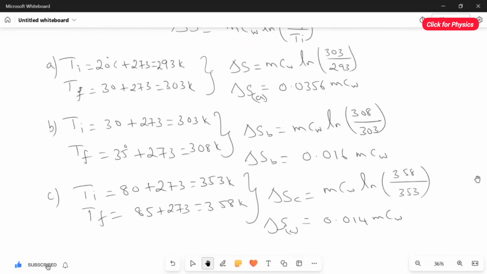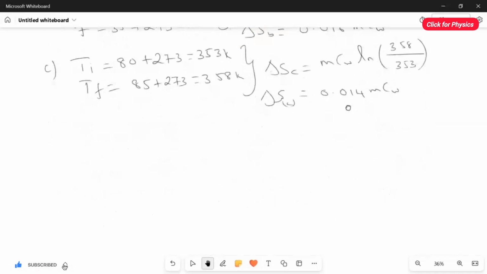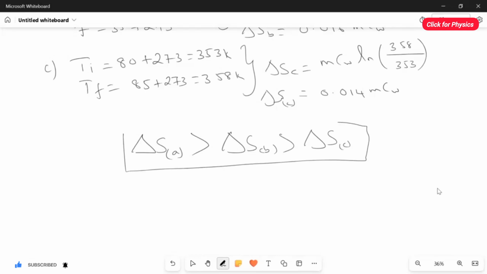So now you can compare the value of delta S for A, B and C. So out of these three, the first one, that means delta S for the A set of temperature, we got the greatest, and the second greatest is for B, and the last one is C. So how can we give the answer? We can give the answer: the change in entropy for the A set is greater, and the change in entropy of B is the second greatest, and the last one is the change in entropy for the C set. So this is the answer for this question. Clear? That's it. Thank you.